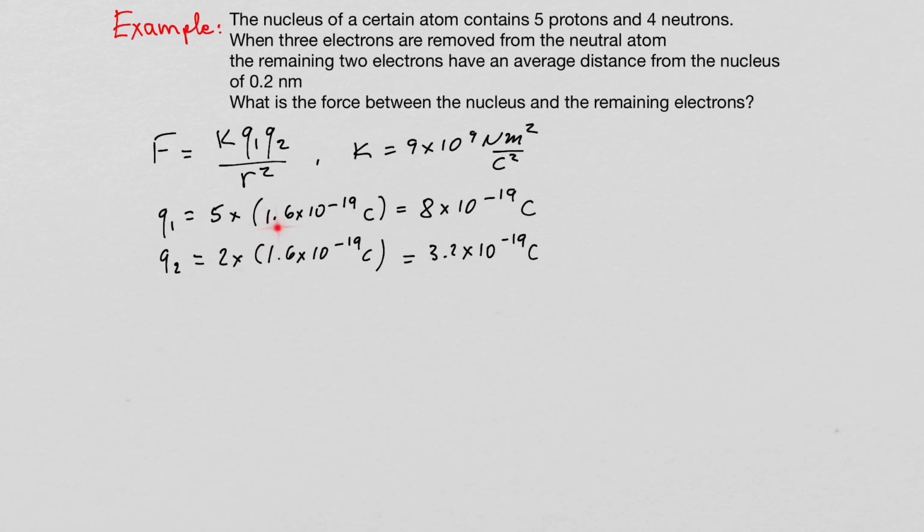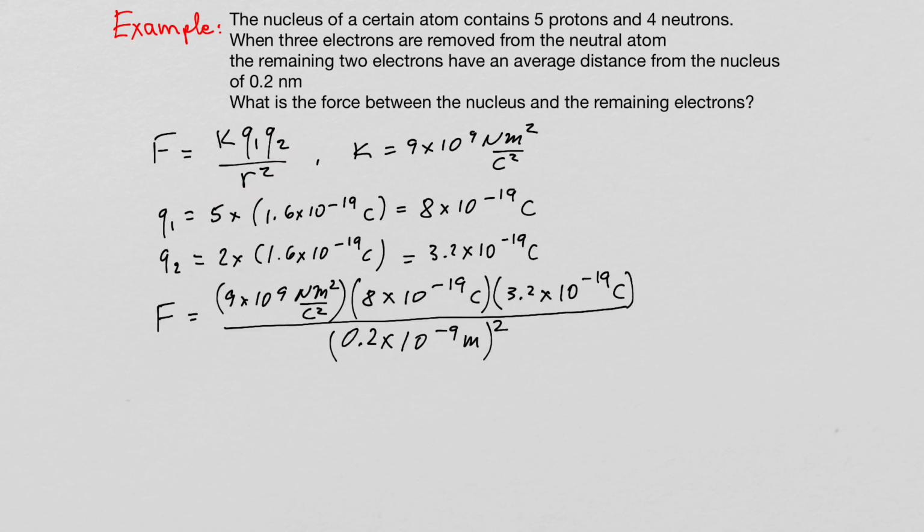So 5 times 1.6 times 10 to the negative 19 coulombs gives us 8 times 10 to the negative 19 coulombs. To calculate the charge of the electrons, simply multiply the number of electrons, 2, by the charge of a single electron. Again, 1.6 times 10 to the negative 19 coulombs. And so this is equal to 3.2 times 10 to the negative 19 coulombs. Now we can substitute all of these values in the formula for the electric force.